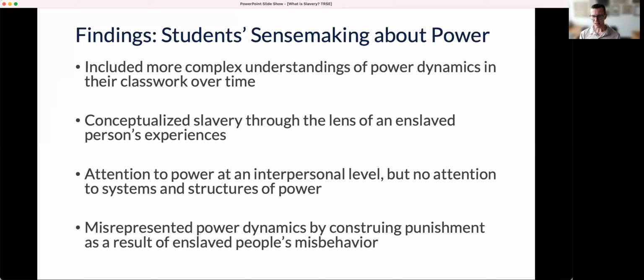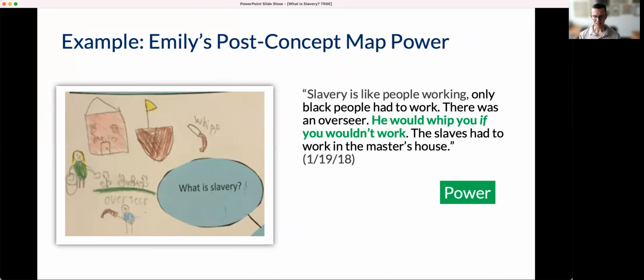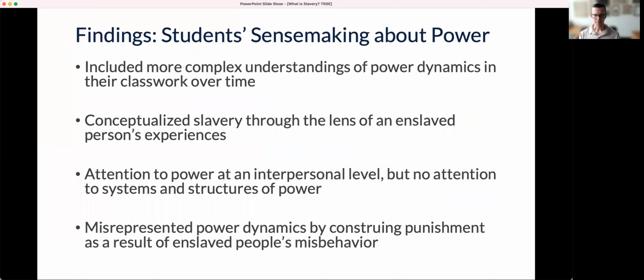And then in addition, I saw some instances where the students would actually misconstrue power as punishment based on enslaved people's misbehavior. So we see that in this sentence, in Emily's example again, there was this line, he would whip you if you wouldn't work. She's talking about an overseer. So we can see the use of if you wouldn't work makes it seem like enslaved people were basically responsible for being whipped because they weren't doing what they were supposed to do. So I saw that as a misrepresentation of power within these interpersonal dynamics.